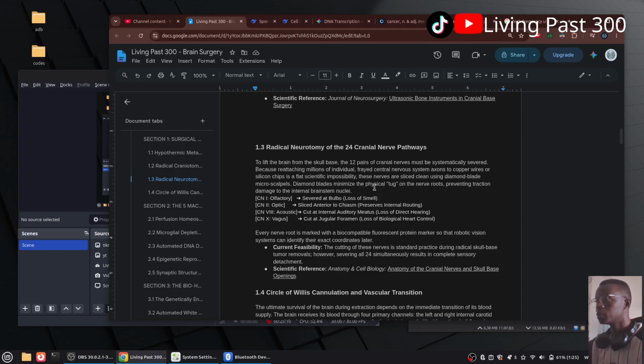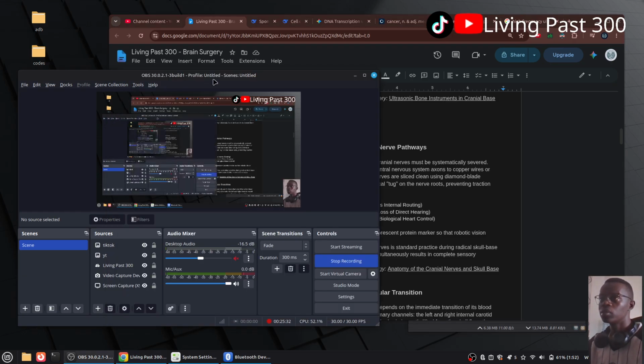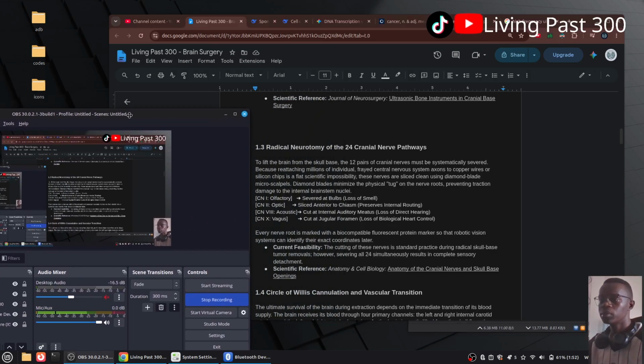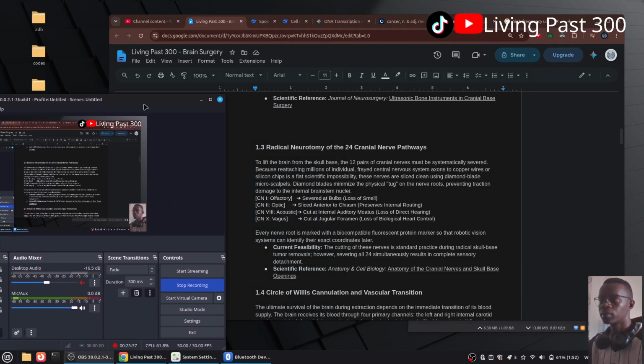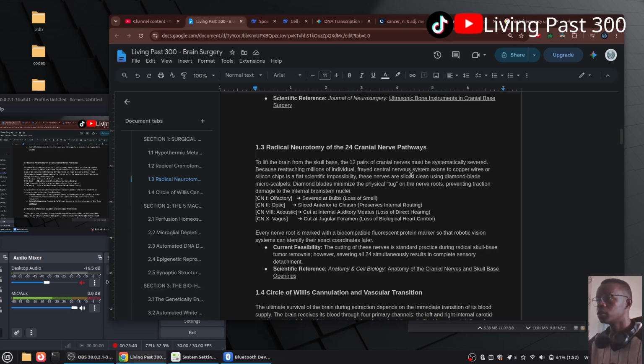Maybe I wanted to move my arm. If I leave the cranial nerve responsible for this movement intact, then it's easier for me. But let's suppose we needed to cut them. I think that would be straightforward. Let's say we don't have advanced ways to preserve them, so we'll have to cut them. To remove the brain from the skull, the 12 pairs of cranial nerves must be systematically severed.